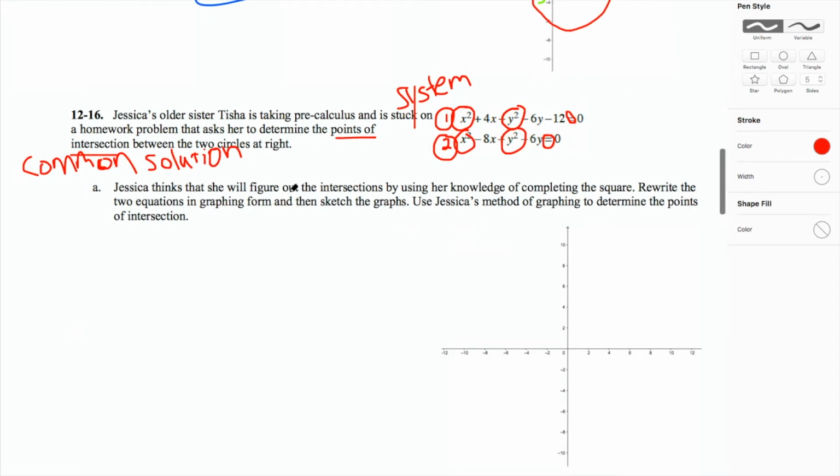Looks like Jessica's going to help her older sister on this because she's in geometry, friends. She's been studying this stuff recently. You're going to figure out the intersections by using your knowledge of completing the square. Okay, so it sounds like she's going to do this algebraically. Rewrite the two equations, actually changing it to graphing form. And then you're actually going to solve this by a graphing method, actually seeing what the intersections are on a graph. So it says here, use Jessica's method of graphing to determine the points of intersection.